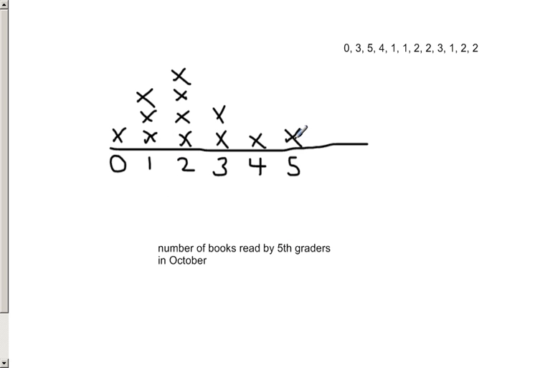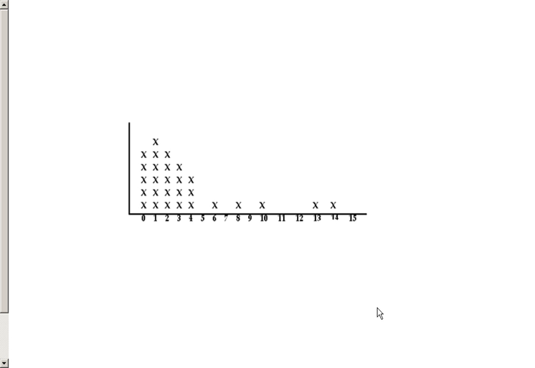So again, I see one student has read 5 books so far in October. One student has read no books so far. So I place an X to represent the number of students reading that number of books. Now, a mystery line plot would be a line plot that had the X's, but it didn't have the information with a heading or a title as I do here. So let's go to my next slide, and here is a line plot with information.